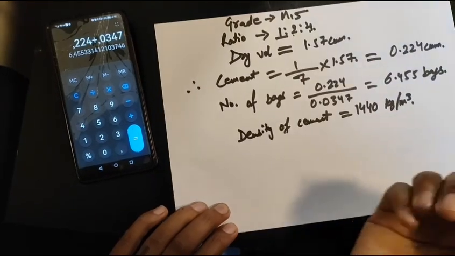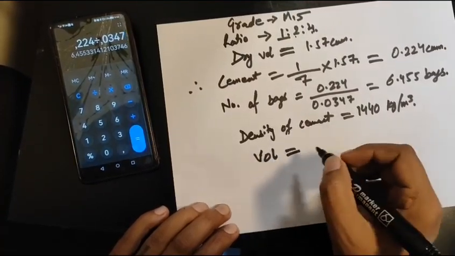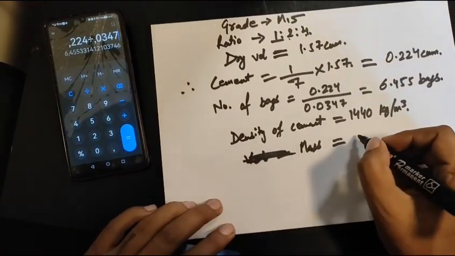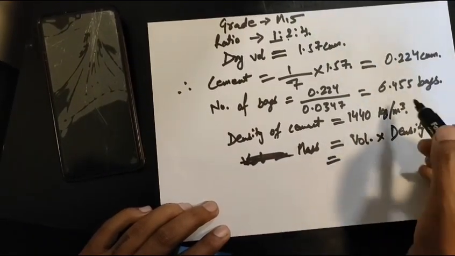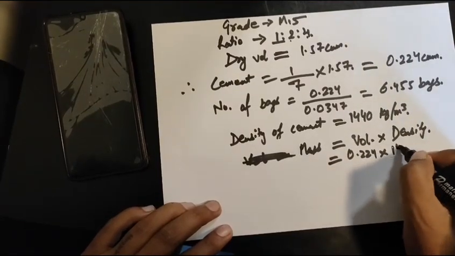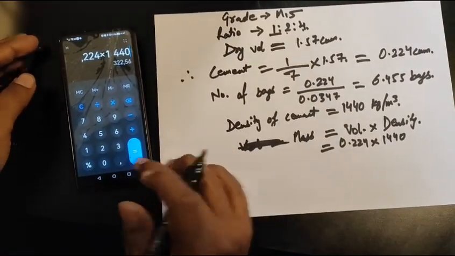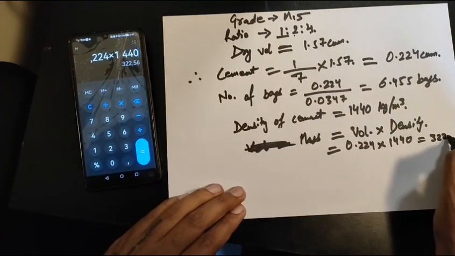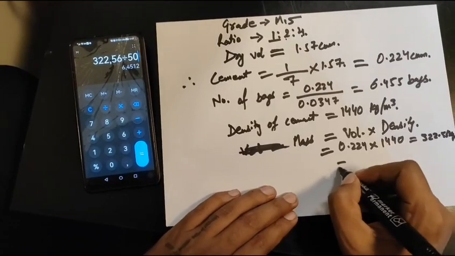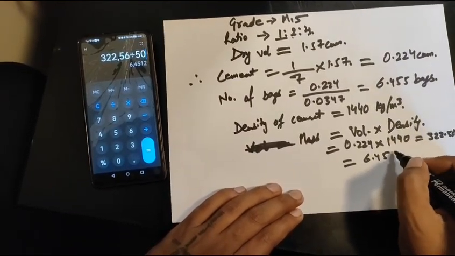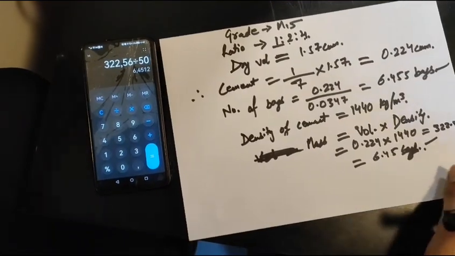Or you can do it like this, because the density of cement is 1440 kg per meter cube. So volume is equal to mass or weight of cement, so mass equals volume into density. The volume is 0.224, density is 1440. 0.224 multiplied by 1440 is 322.56 kgs. And if we divide it by 50, because one bag carries 50 kg, it's going to be 6.45 bags. It's the same. So this is the quantity of cement.